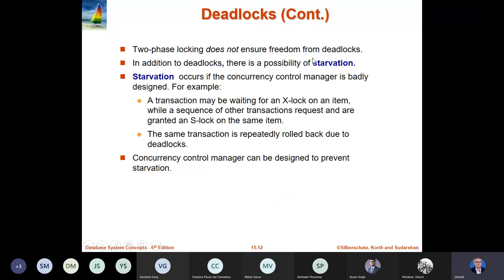So two-phase locking does not ensure freedom from deadlocks, as I said. Of course there is also a possibility of starvation. If one transaction is repeatedly rolled back, it can result in starvation. So you can use the standard deadlock handling strategies that we have studied. Similar strategies can also be used for handling deadlocks in locking.